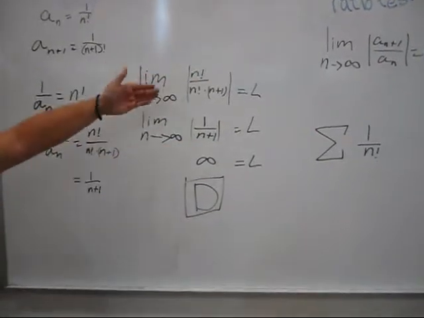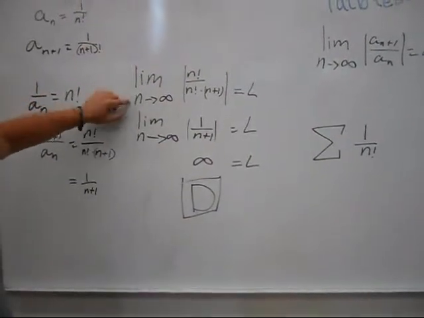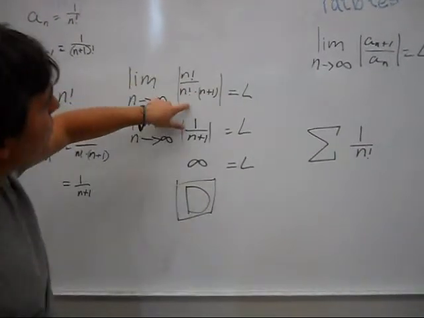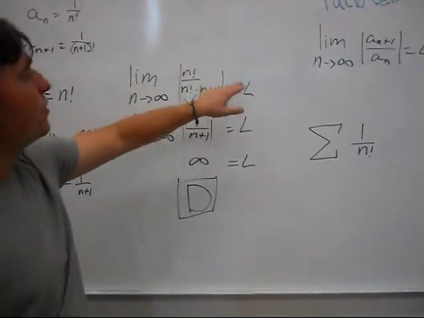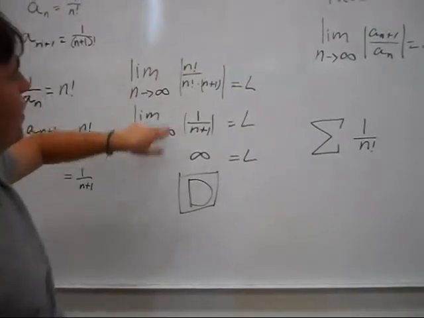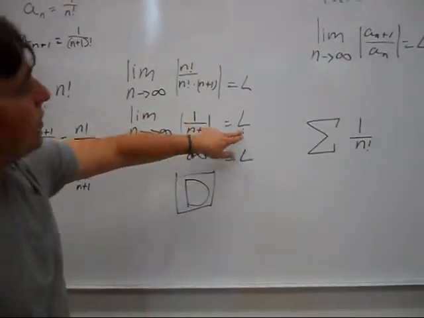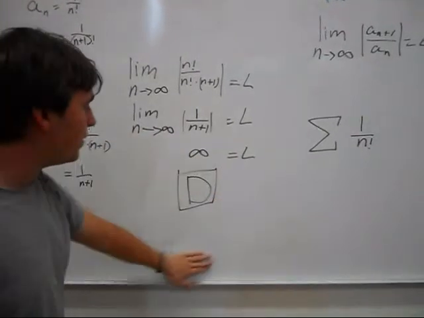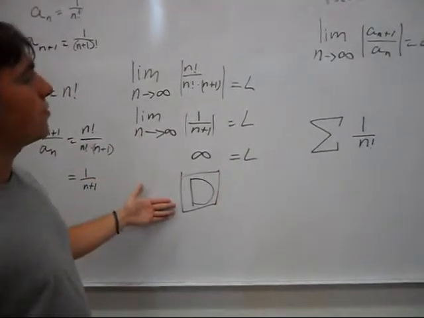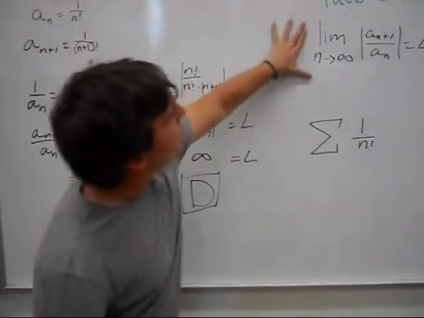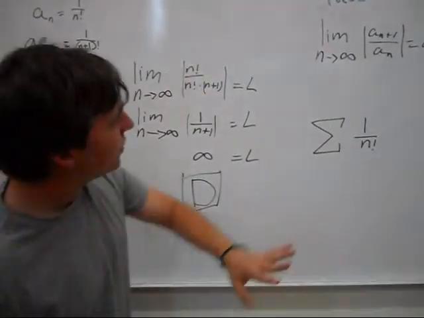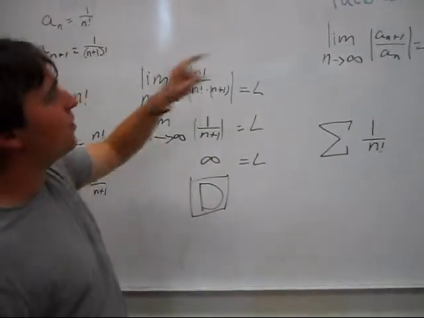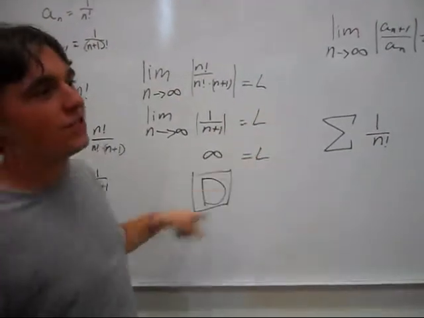So we plug that in over there, so it's the limit as n approaches infinity of n factorial over n factorial times n plus 1 equals the limit. Down here, it's 1 over n plus 1 equals L. This goes to infinity, and since it goes to infinity, this diverges. So, due to this, which is this diverges. This makes this.